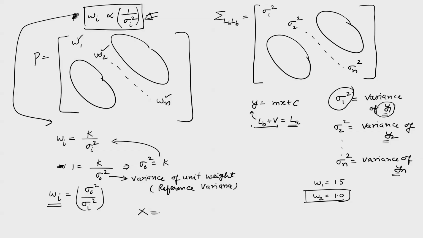And now in the formula (A transpose P A) inverse A transpose P L, you can use P as the weight matrix.